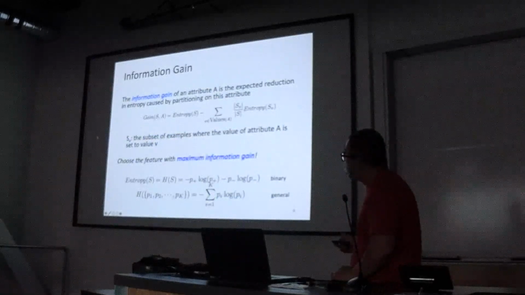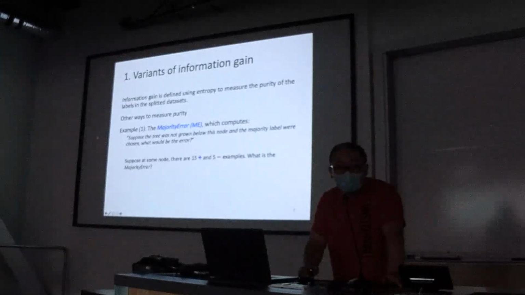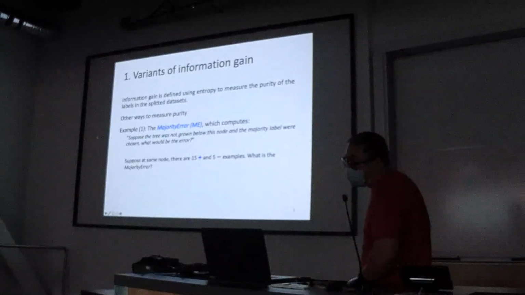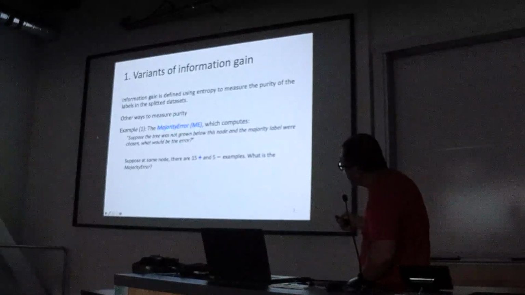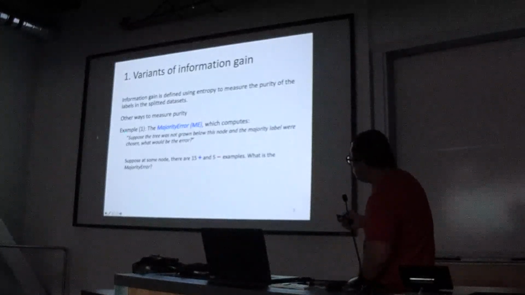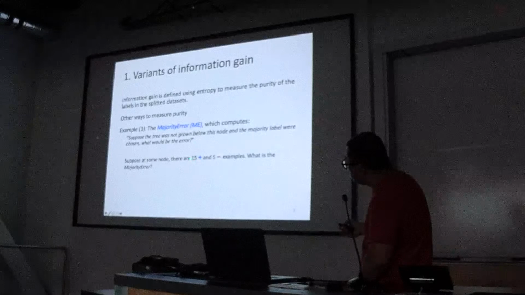The answer is yes. So I will introduce two simple variants, which are widely used in practice, for reference. The first one is called majority error. You can view majority error as an alternative to the entropy, which also reflects the purity. So what is majority error? Suppose the tree was not growing below this node and the majority label were chosen, what would be the error? To be more concrete, at some node we have 15 positive and 5 negative examples. What is the majority error?